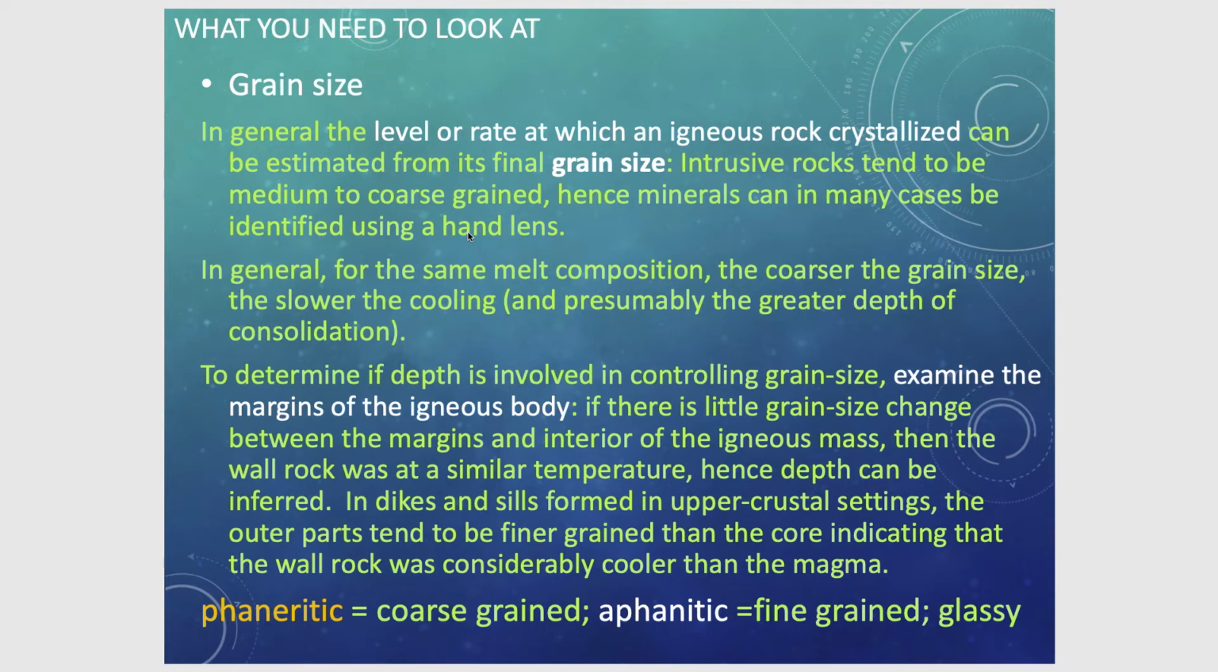The more you get into a crystallization that is slow and deeper in the crust, the larger will be the grain size of your crystals, and the rock will look like what is termed a holocrystalline rock. So you will tend to have a rock that is mostly composed of large size crystals or phenocrysts.